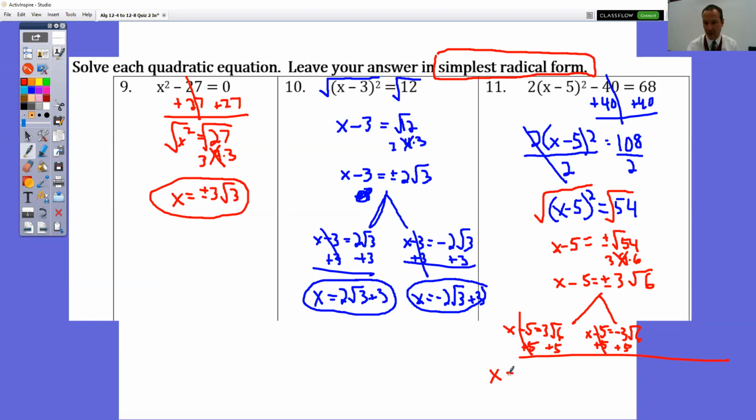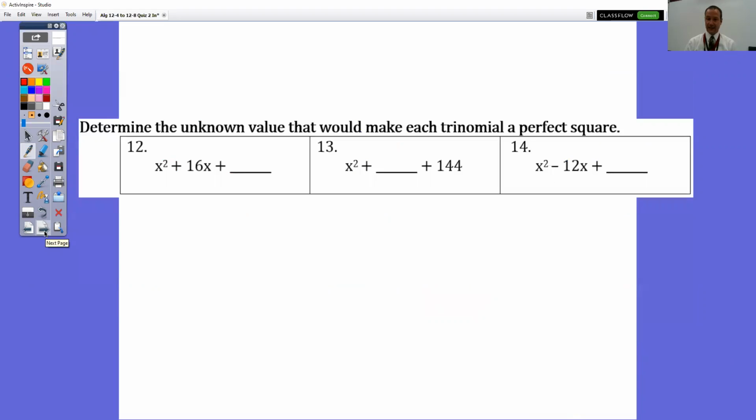And we get x equals 3 radical 6 plus 5 and negative 3 radical 6 plus 5. Those would be your 2 answers. So again, these are not easy for the most part. This is probably a slide that you probably want to refer back to. I also have this in the notes in Schoology. Take a look at the next 3 questions.